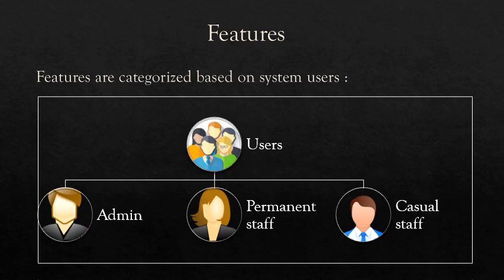Let's talk about the features. These are categorized based on system users. If we talk about the users, we have three types of users: admin, permanent staff and casual staff.